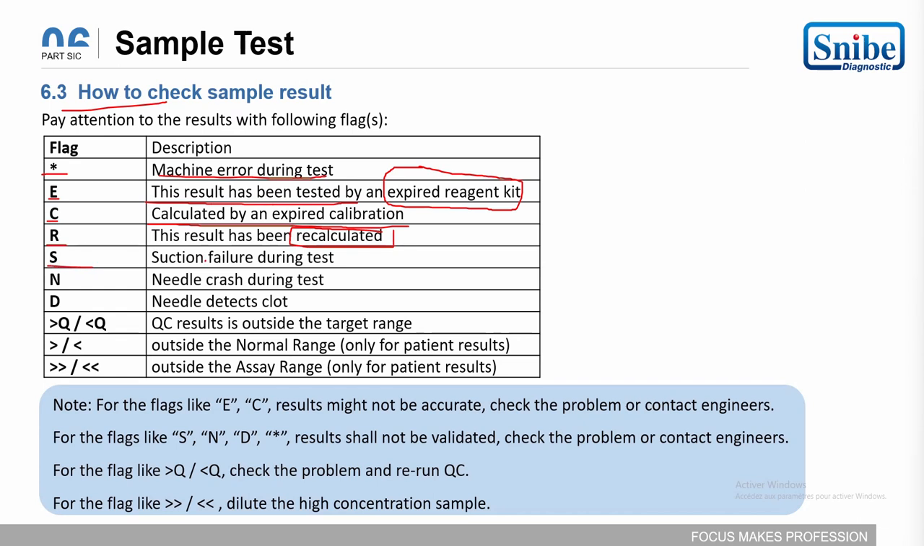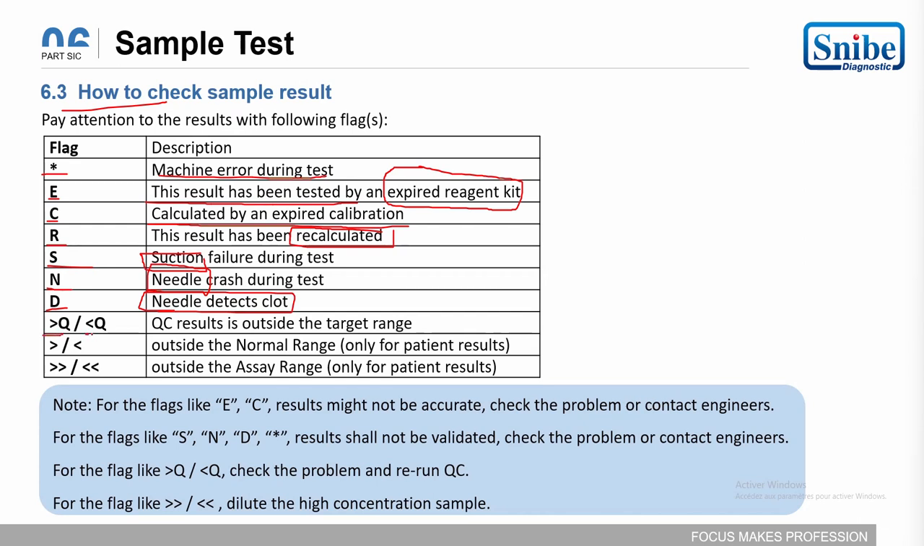The S means the suction failure during the test, an aspiration issue during the testing. And the N means the needle crash during the test, needle collision. And the D means a clot was detected by the sample needle during pipetting.